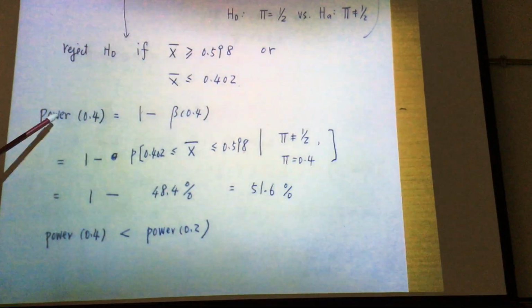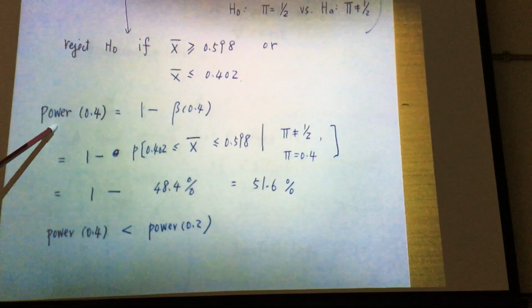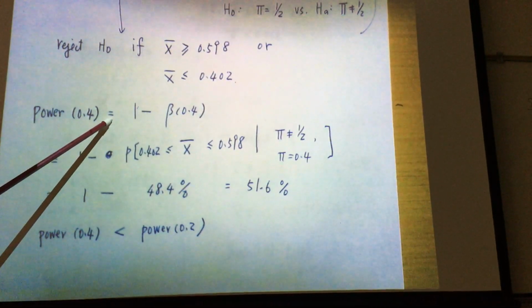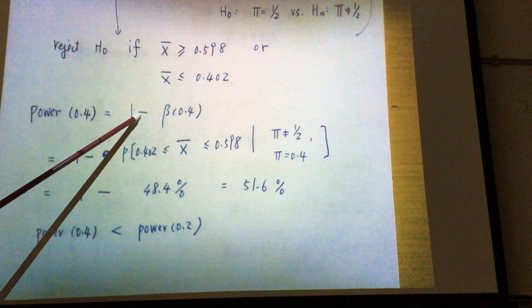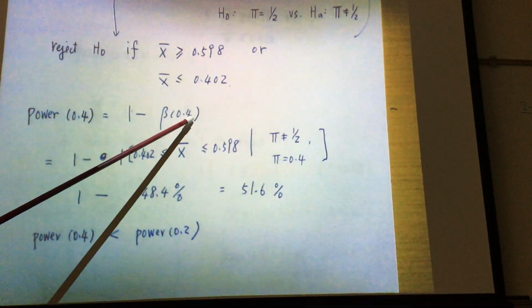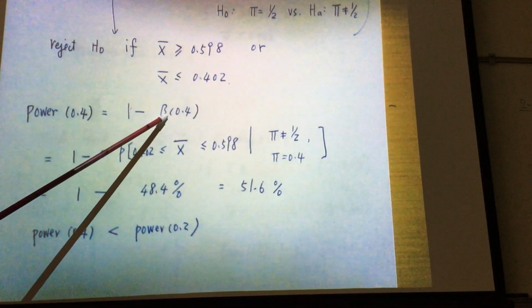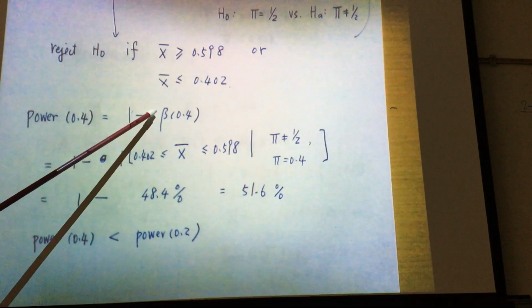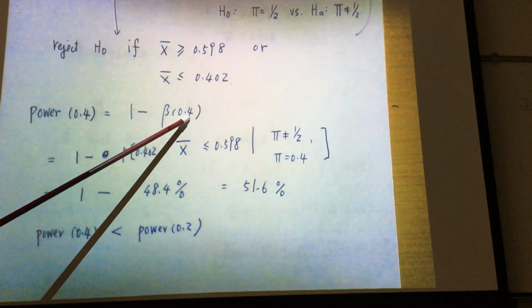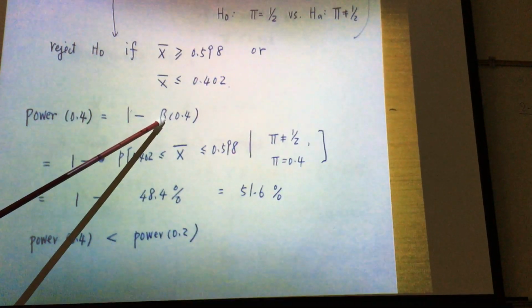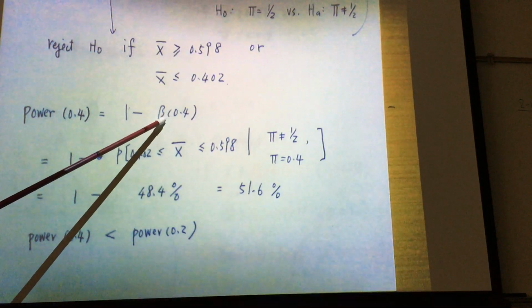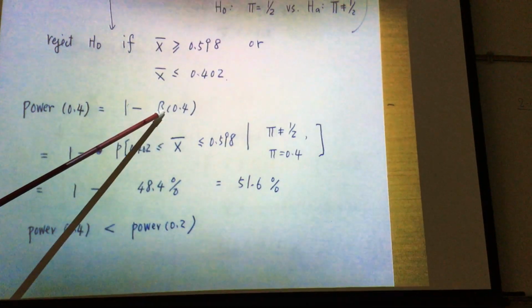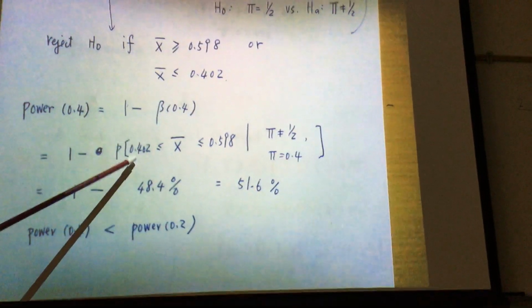now let's look at what a power is. Okay? We know power at 0.4 is equal to what? 1 minus what? Type 2 error when pi is 0.4. Okay? What's beta? 1 minus beta at 0.4. This is type 2 error. Am I correct? When pi equal to 0.4, we want to know how big the type 2 error is. Okay? So look at this, put it here, and the probability of making a type 2 error is rewritten here.